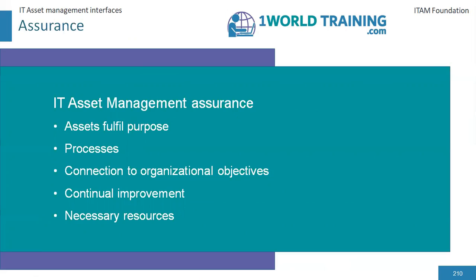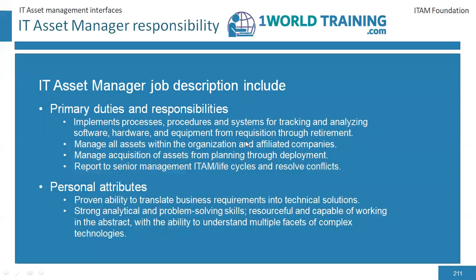What is the assurance? Assets fulfill purpose. They have processes, connection to organizational objectives, continual improvement, and necessary resources. So IT asset management will provide assurance on processes, continual improvement, providing necessary resources, and meeting the goals of organizational objectives, and that assets fulfill the purpose.